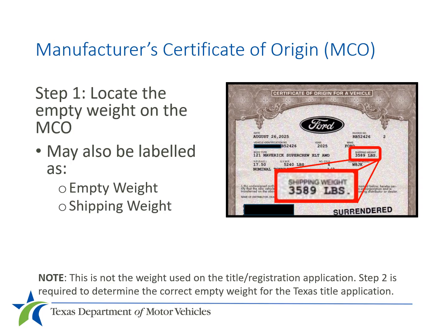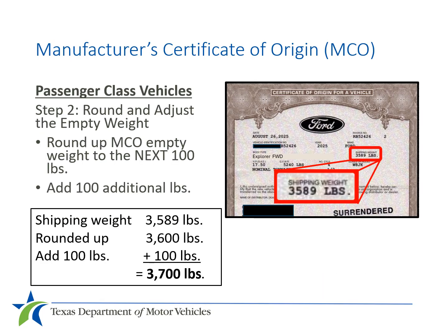Let's continue to step 2 of this section to determine the computed weight that will be utilized for your transaction based off of the shipping weight. When processing applications in Texas, rules require the weight listed on the MCO to be rounded up to the next 100 pounds, and then for passenger class vehicles, an additional 100 pounds must be added to that rounded total.